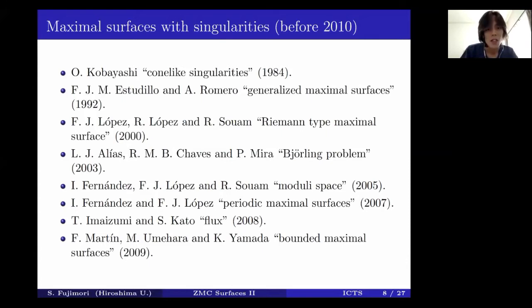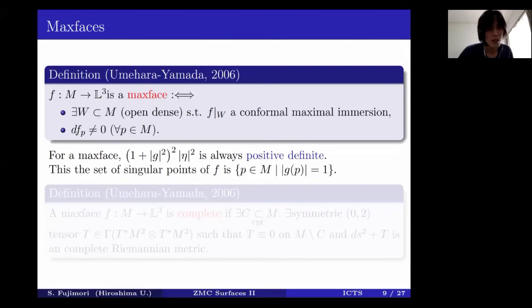Okay, so we begin with the definition of the notion of maxface. A maxface is, roughly speaking, a maximal surface with singularities. And this is the definition. F is a maxface if there exists an open dense subset W of M such that the restriction of F to W is a conformal maximal immersion. And DF is non-zero for any p in M.